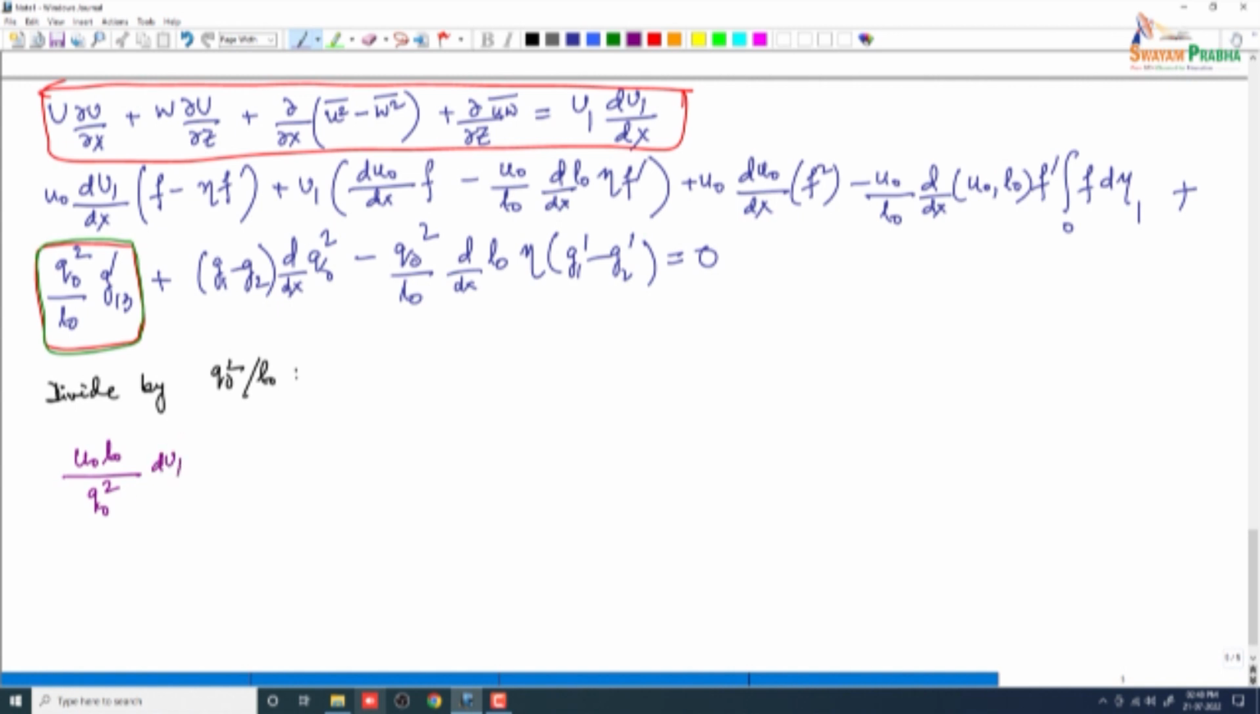So the first one, for example, I'm dividing that small b naught there, L naught by q naught square, du1 dx. So, for example, the first term, that's how the coefficient looks. The second term is u1 into L naught by q naught square into du naught dx, right? These are essentially the coefficients of f, right? So we need to look at all the coefficients. So all the coefficients will change, right?